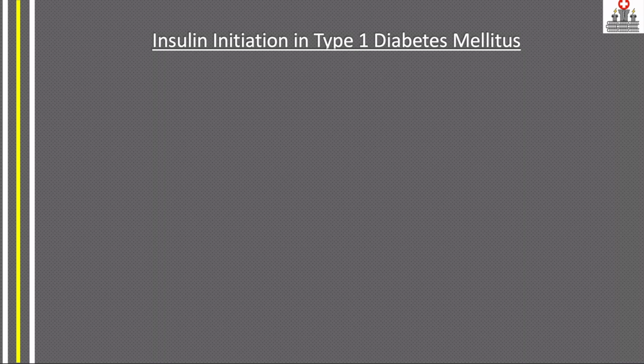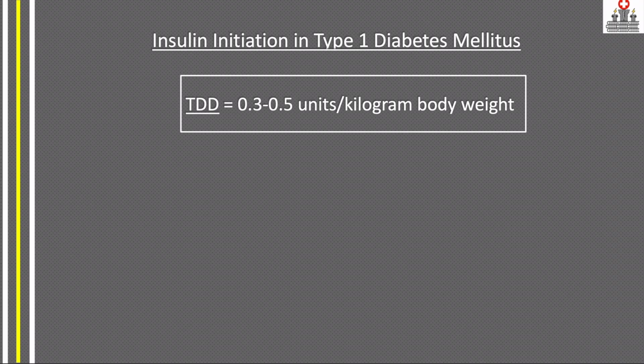So let's talk a bit further about how to initiate insulin in type 1 diabetes. You'll see something over and over again called TDD, but it's actually quite difficult to find. What does TDD stand for? Quite simply, that means the total daily dose of insulin. Most of the guidelines recommend that 0.3 to 0.5 units per kilogram of body weight is how much insulin a day we need. Again, this is referring to someone who has type 1 diabetes who does not produce insulin.